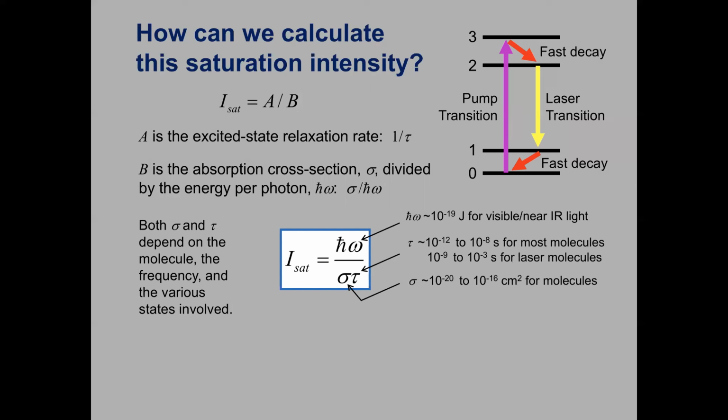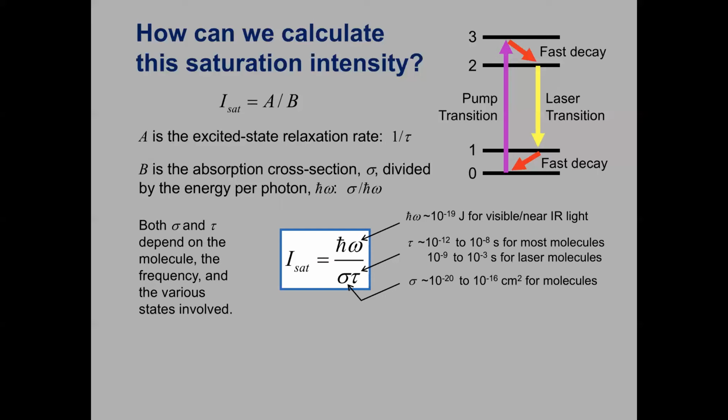For most molecules, and especially for molecules or systems we use for lasing, tau can change. For most molecules, it's in the picosecond to tens of nanoseconds range, so 10 to the minus 12 to 10 to the minus 8. For a system that's really good for lasing, we really want a state that has a long lifetime, where the molecules really like to hang out in that excited state number 2. So that means tau is bigger.